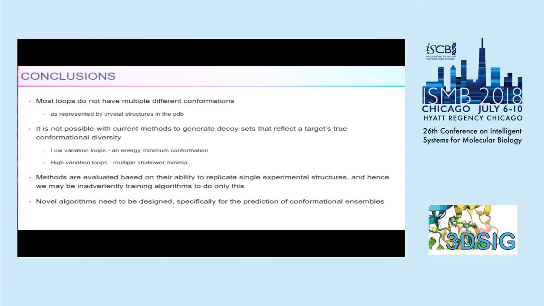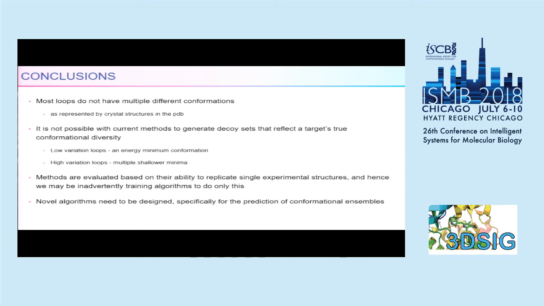So, conclusions. I think the first thing I'd like to say, and I'd like to say it quite loudly, is that most loops do not have multiple different conformations according to the crystal structures in the PDB. So it's not true that loops don't move, but I think we need to be a lot less kind of, you know, everything's moving dynamically and throwing itself all over the place. There are definitely large motions that happen, and they are definitely very important, but it is not clear that everything is in wildly different changing conformations all the time.